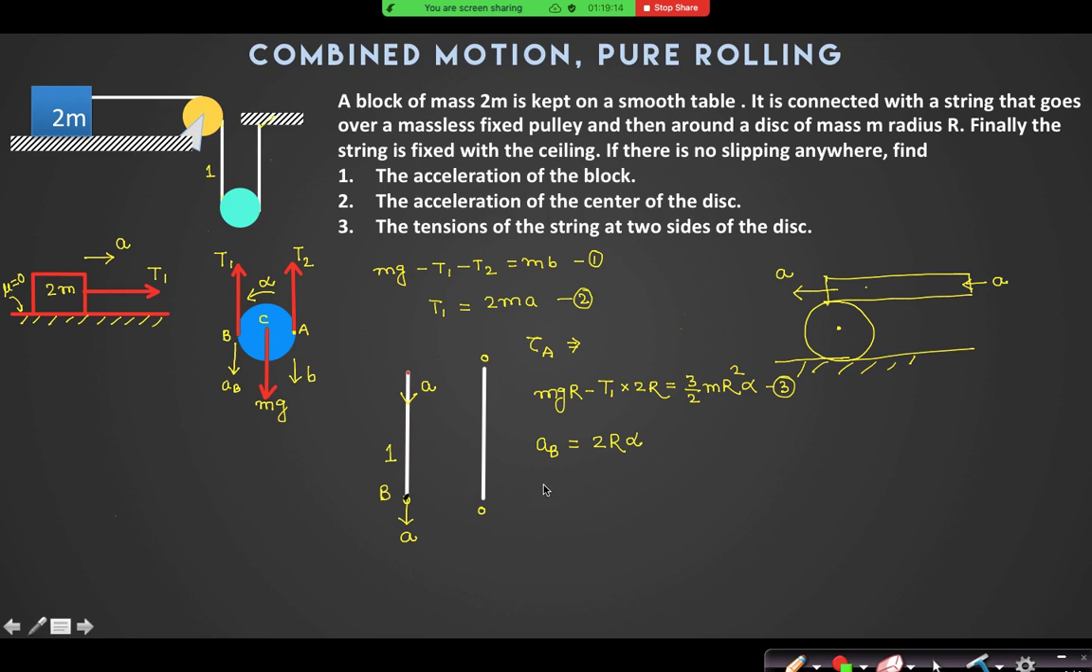And what about acceleration of C then? Is it R alpha only? Yes, sir. You can say that. And can I say acceleration of B is equal to A? Yes, sir, you may. So I can say that R alpha equal to B is equal to A by 2.